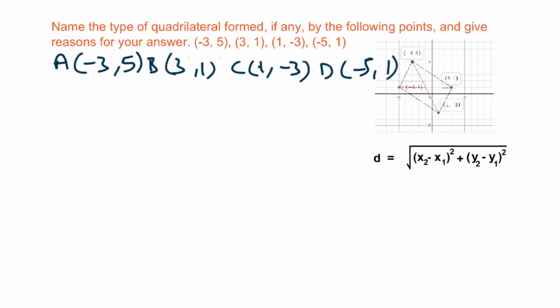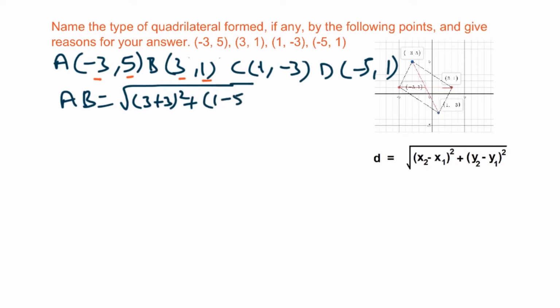Now first we will find the length of side AB. So this will be x1 y1 and this is x2 y2. We will substitute x2 minus of minus x1 is whole square and y2 minus y1 is 1 minus 5 whole square. So 3 plus 3 is 6, 6 square is 36 and 1 minus 5 is minus 4, square is 16. So it is square root of 52. This is the length of the first side AB. Now let us find the length of BC.